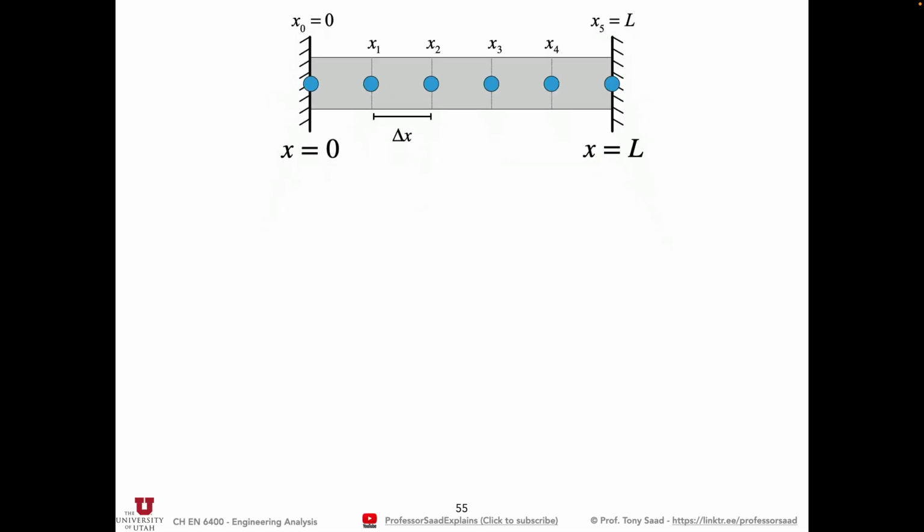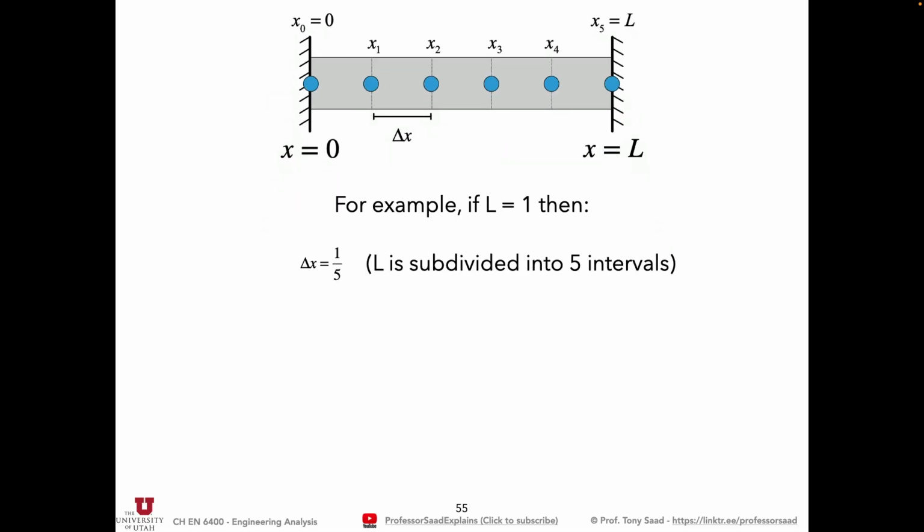So for example, if L is equal to 1, then my delta x is 1 over 5 because I divided the domain into 5 intervals. I decided to do that, right? So the interval size is L over 5. That's my delta x. Then I know if x0 equals 0, x1 is equal to delta x, x2 is x1 plus delta x, and so on and so forth. 3 delta x, 4 delta x. I know the value of delta x, which is 1 over 5. So I know exactly what the x values are going to look like.